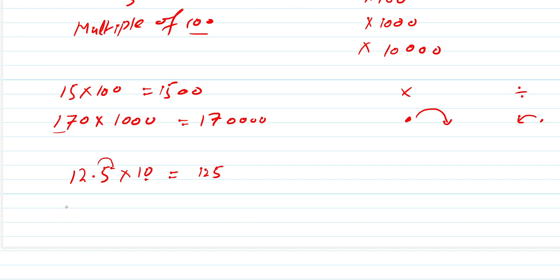For example, if you have, let's say, 12.5, and you have to multiply this one with 100. Now there are two zeros, so the decimal has to shift two digits. One digit is already there, so the other digit, how will you make it? You will put a zero, because 100 has two zeros. So the decimal will jump two places. There was only one place here, so the other extra place you will create by writing a zero.